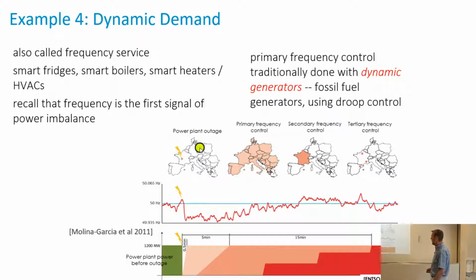Why did I speak of frequency? Well, frequency is the frequency of the electric AC wave, so 50 hertz, the main frequency, is the first signal of power imbalance. Why is that?